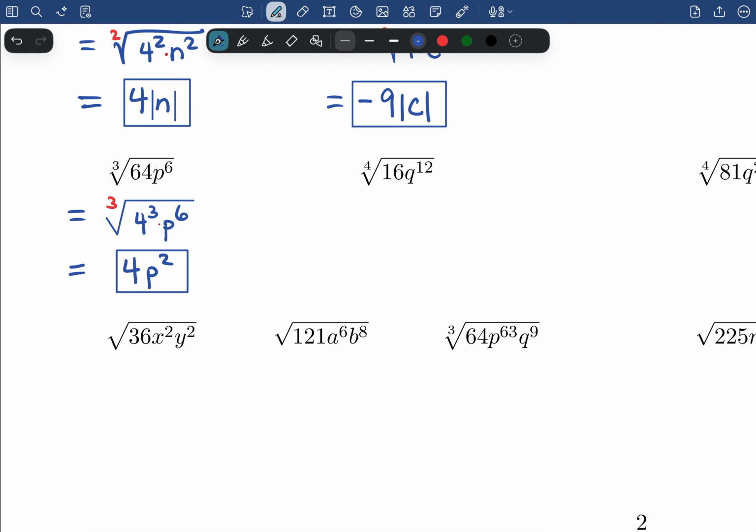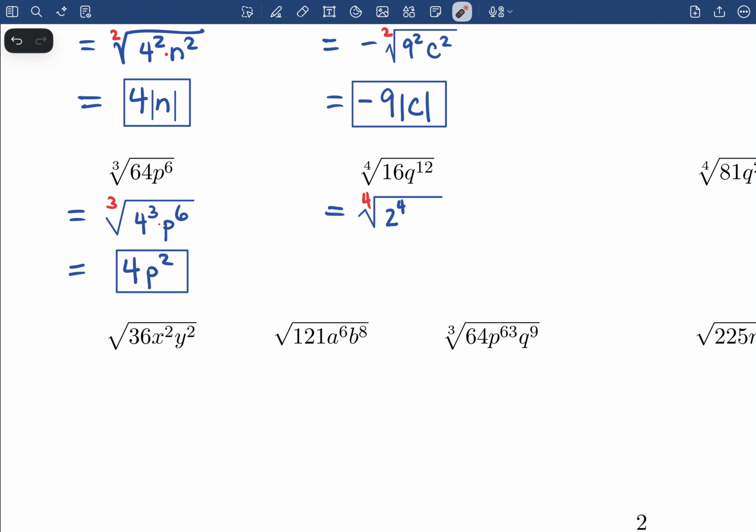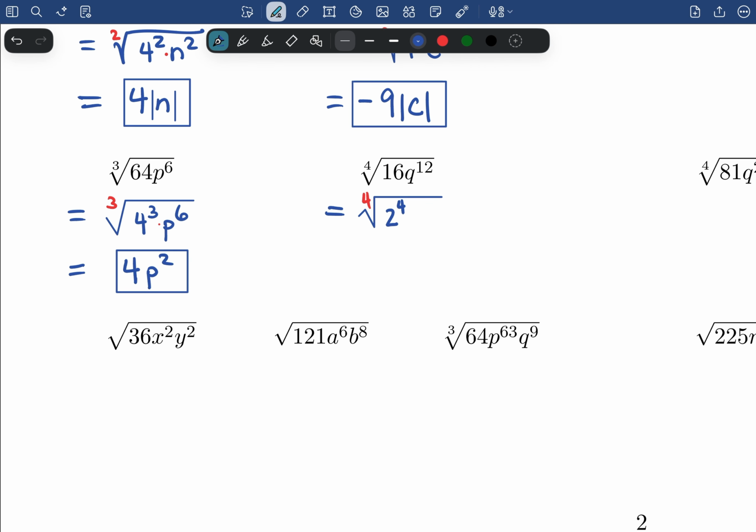All right, let's try another. The fourth root of 16 times q to the 12th. If I were you, I would rewrite this as the fourth root of, well, 16 is 2 to the 4th, right? We're thinking in powers of 4. So 2 times 2 times 2 times 2, that's 16. So I'll rewrite this as this, and then I've still got the q to the 12th.